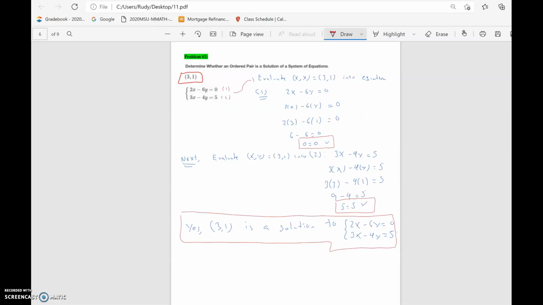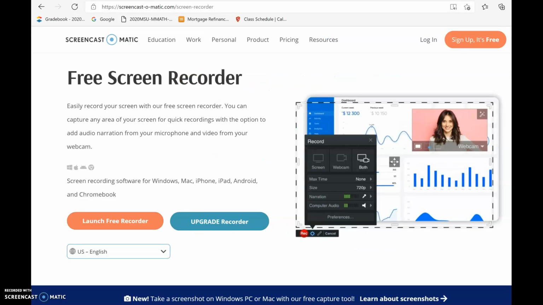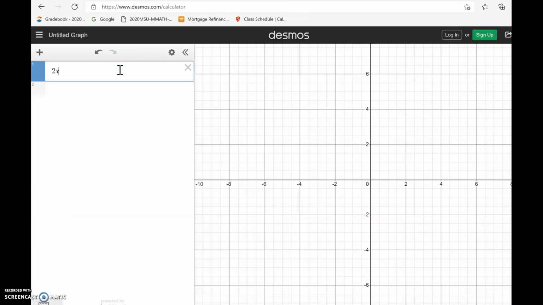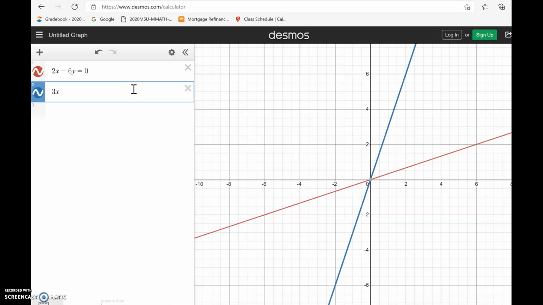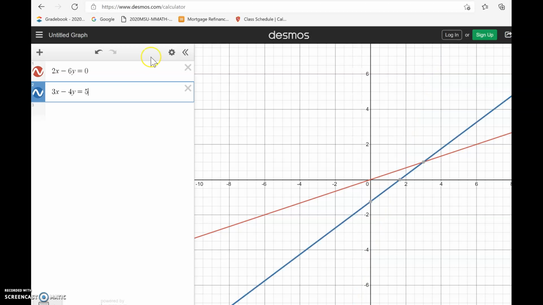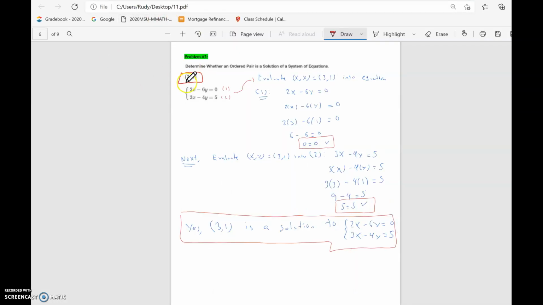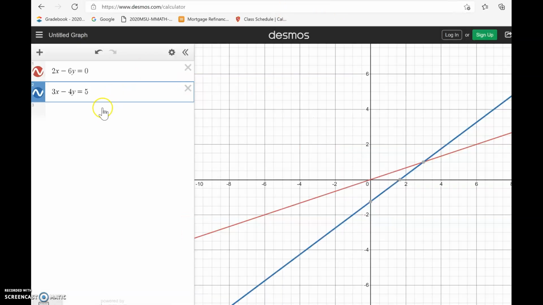So let's take a look at the first one. The equation was 2x minus 6y is equal to 0. So you would just type it in as 2x minus 6y is equal to 0. And that's going to give you the first equation. Our second equation was 3x minus 4y is equal to 5. So 3x minus 4y is equal to 5. And then the coordinate point that we were checking was 3, 1. So at this point, this is going to be 3, 1.